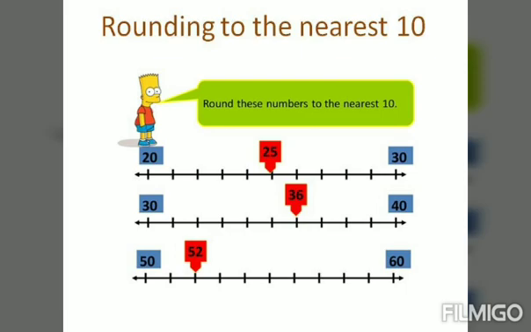Okay. Suppose he is standing at 36, which is the highest 10, where should he move? Since he has 6 in the ones place, it is more than 5, so he has to move to the highest 10. That is, 36 rounded off to the nearest 10 is 40. Okay. Now suppose the boy is standing at 52. The ones place value is 2. It is below 5, so he has to move to the lowest 10, that is 50.